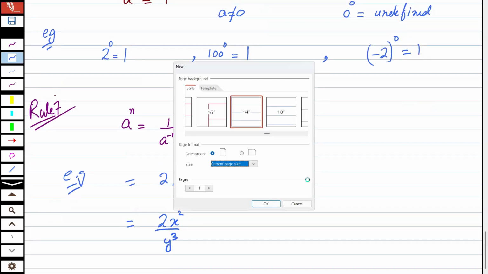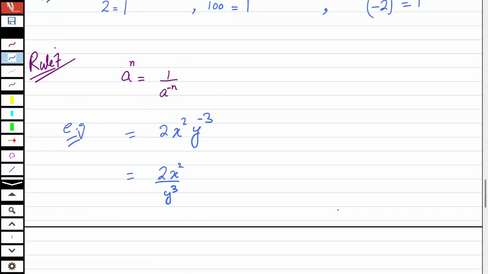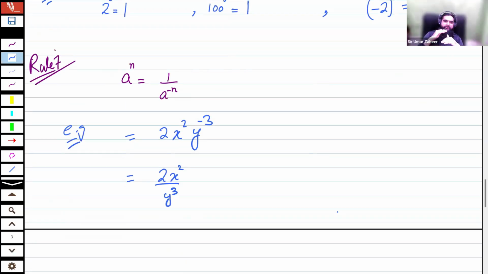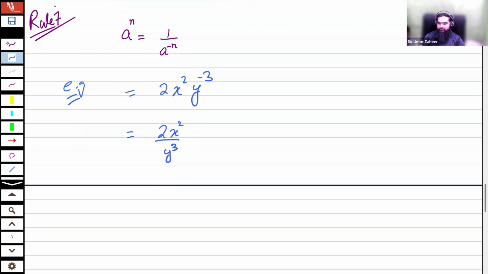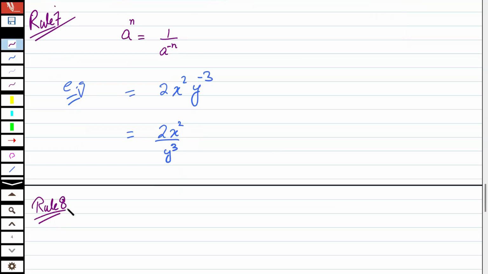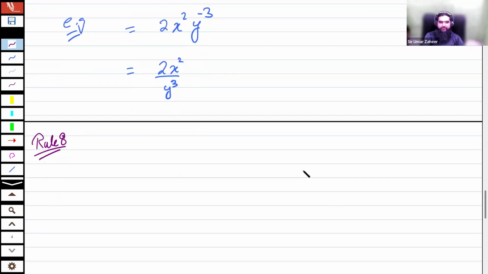Okay, so this rule is clear. If you are moving from numerator to denominator or denominator to numerator, you just have to change the sign of the power. That's it. Yes, everyone, any question? All right.